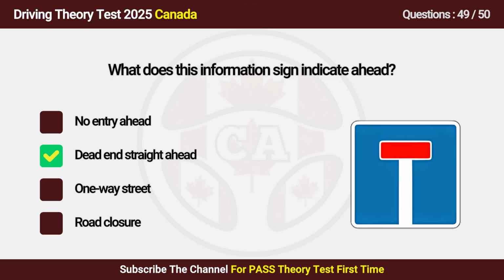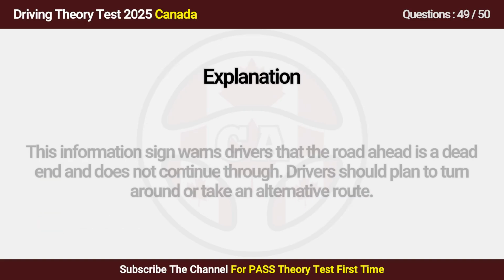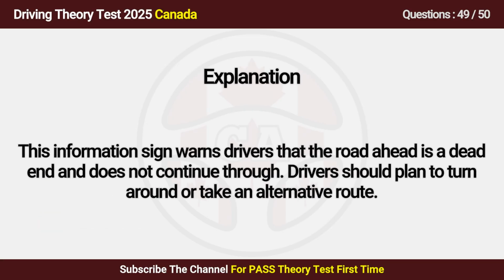Answer is B. Dead end straight ahead. This information sign warns drivers that the road ahead is a dead end and does not continue through. Drivers should plan to turn around or take an alternative route.